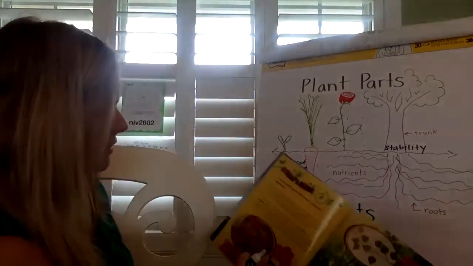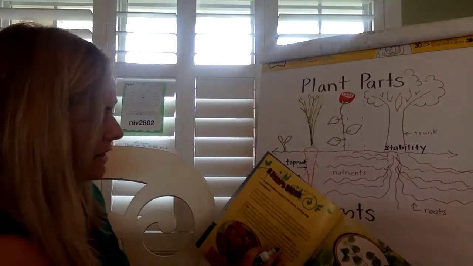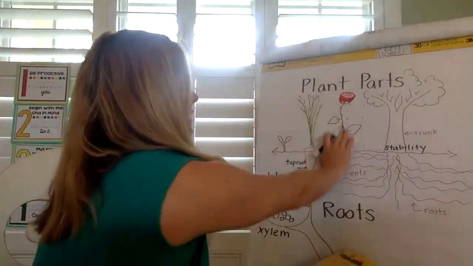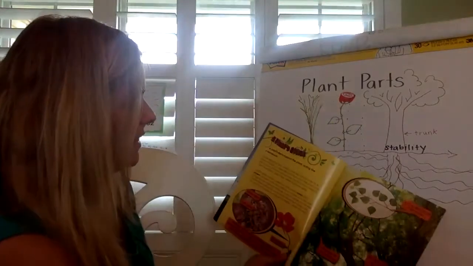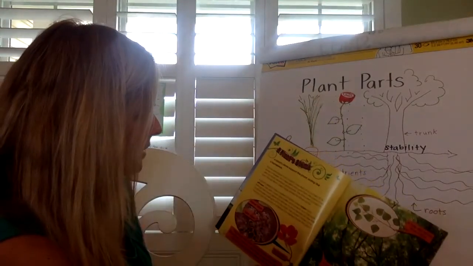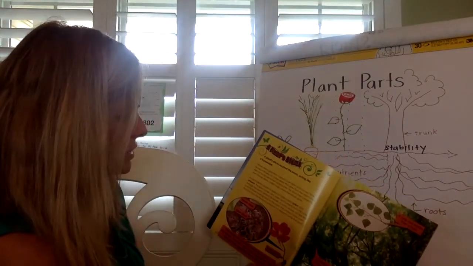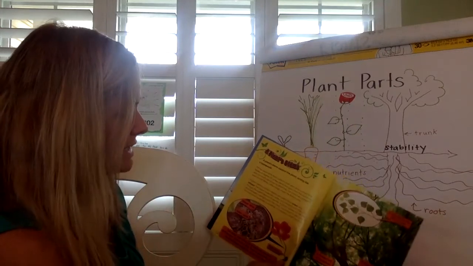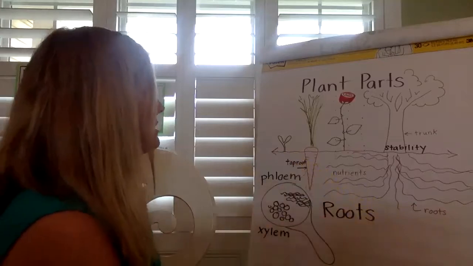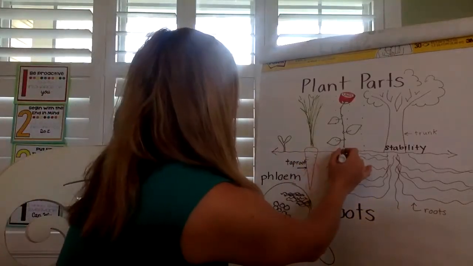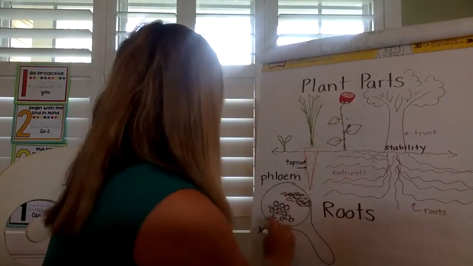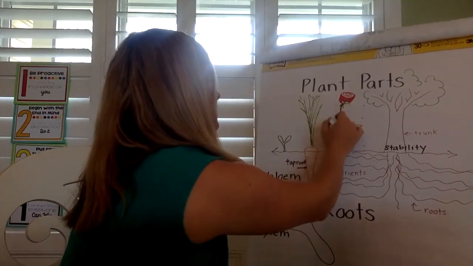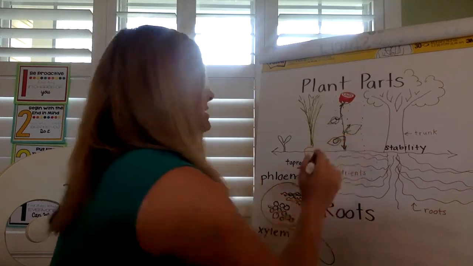And remember, those tubes, the xylem tubes, carry the water and nutrients from the roots up to the plant, or up to the stem. And then the phloem tubes carry the food from the leaves to wherever it is needed inside the plant. So the xylem carries it up, and the phloem carries it from the leaves to wherever it is needed in the plant.